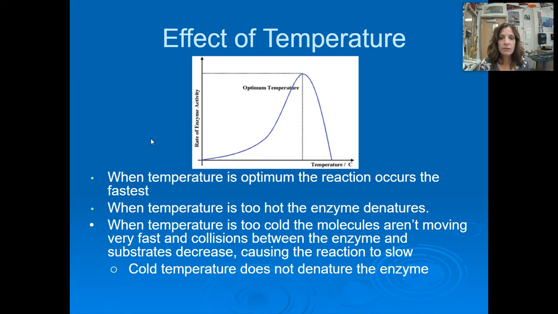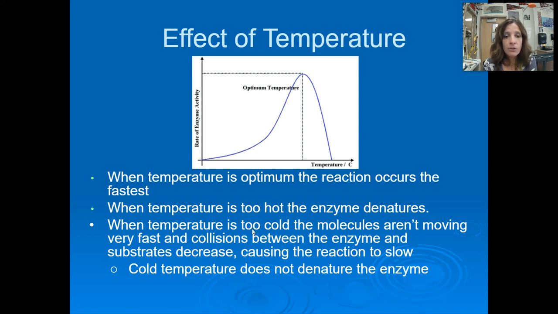So what does temperature actually do? The optimal temperature of a reaction is where the reaction is going the fastest. And so when temperature is too hot, when you're over here, your rate of enzyme activity goes way down, because when temperature is too hot, remember those molecules or atoms are moving. So if they're too hot, then those hydrogen bonds, which are an attraction, get broken. And so the enzyme denatures, the active site isn't functional anymore, it doesn't fit the substrate, and the reaction goes way down.